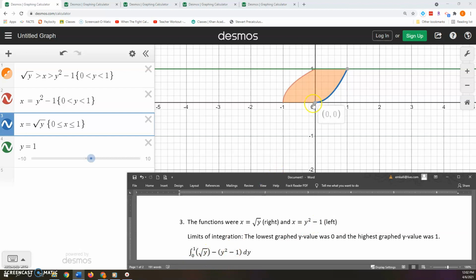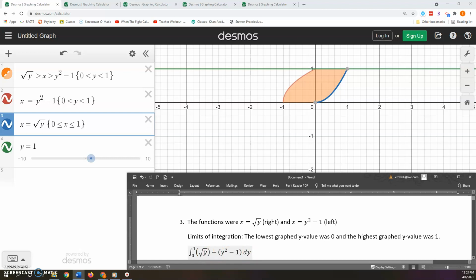And then for the limits of integration, we look for the lowest y value, which is 0, and the highest y value, which is 1. And so lowest to highest is 0 to 1. So this is the integral you would get from this. And yes, you could write the square root of y as y to the 1/2.